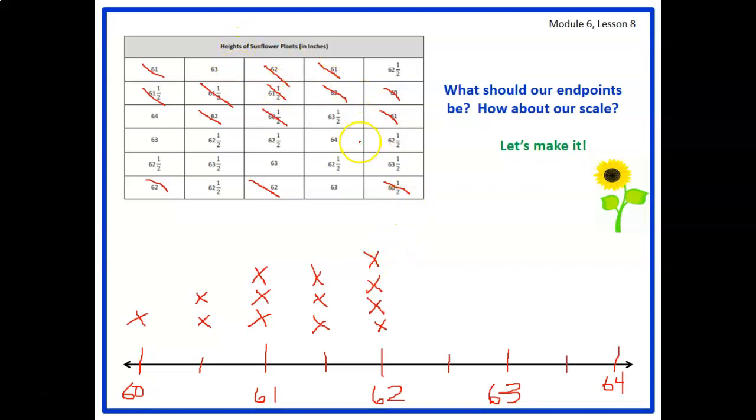It's tall. Okay, I've got to go from 62 to 62 and a half. Next interval, 62 and a half. There's 1 of those. 2 of those. 3 of those. 4 of those. 5. 6. Wow. I think so far that's the most.